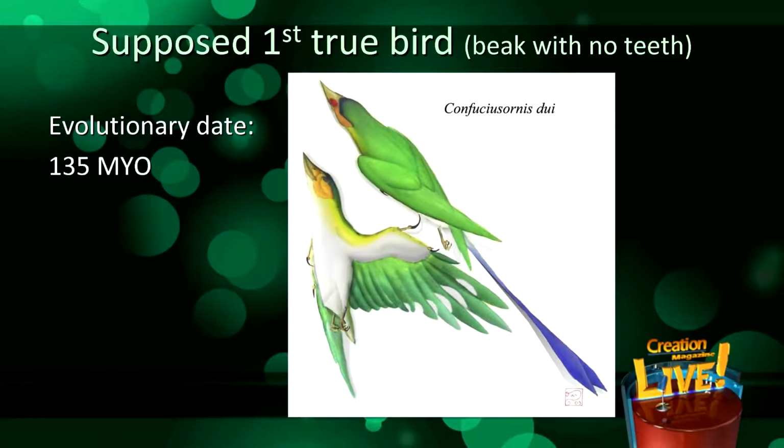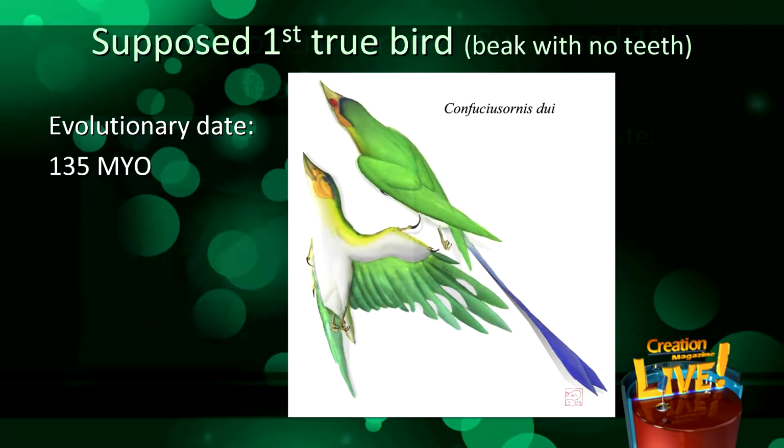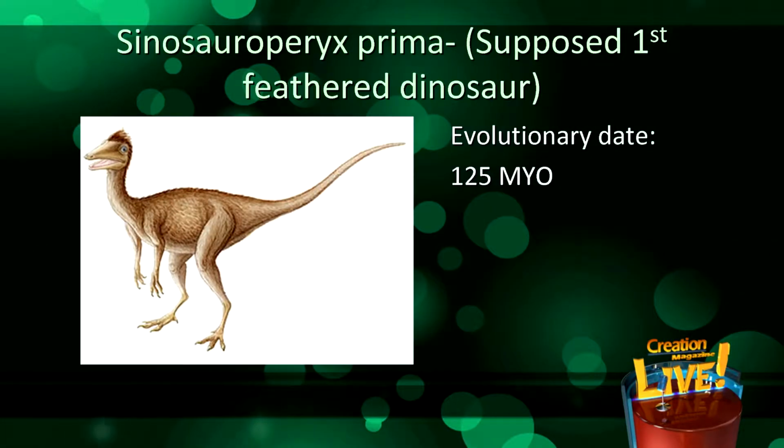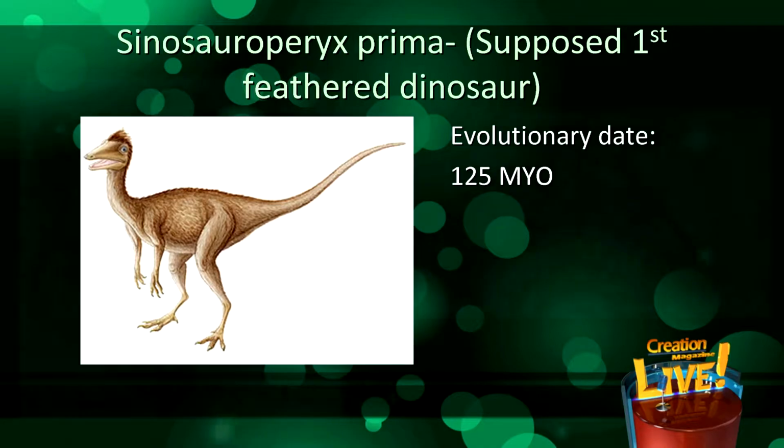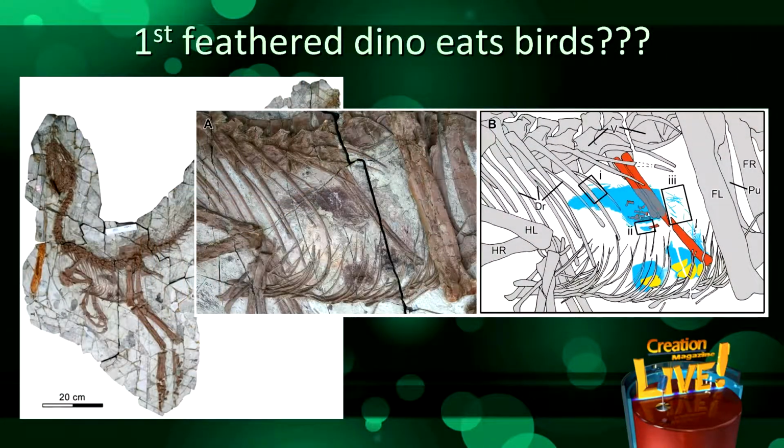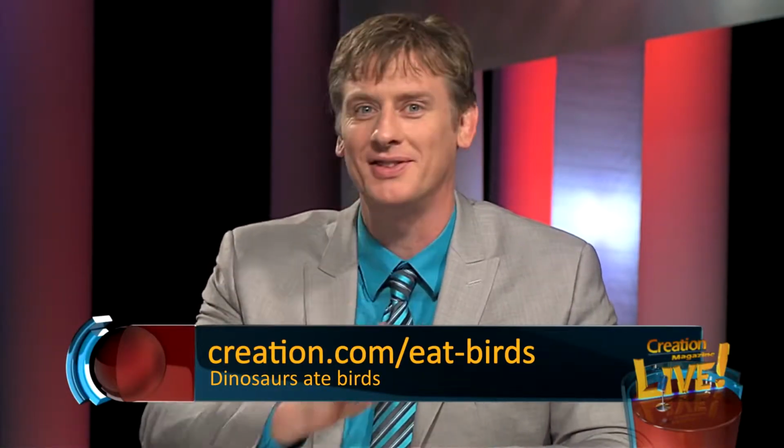Now, dinosaurs, according to some evolutionists, are supposed to have evolved into birds, right? But Confucianosaurus was a true beaked bird that predates the feathered dinosaurs that it allegedly came from. And it's also been found in the stomach of a dinosaur. So you've actually got a dinosaur that has eaten birds. Right. And you can read about that at creation.com/eat birds.